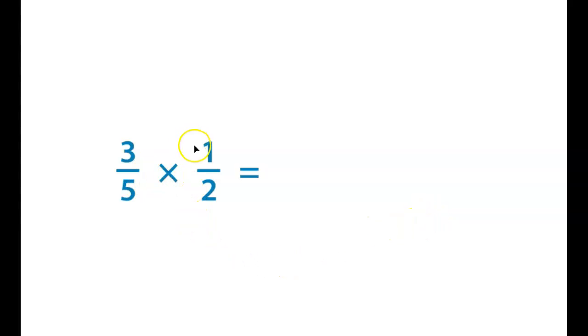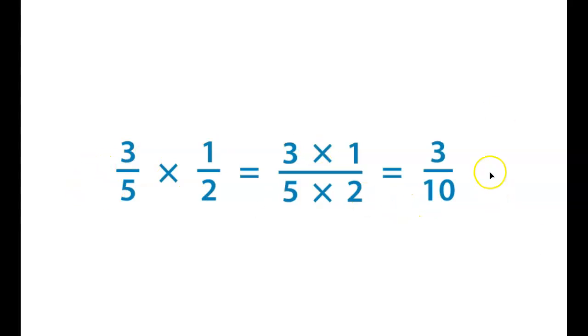Let's say we have 3/5 times 1/2. You're going to multiply the top numbers by each other and the bottom numbers by each other. And it'll look a little something like this. So 3 times 1, 5 times 2. You just multiply across the top, multiply across the bottom, and you would get 3/10.